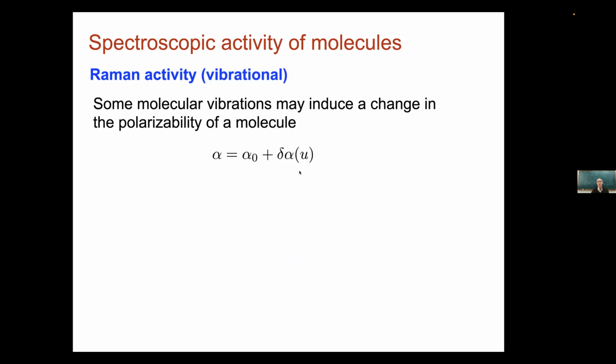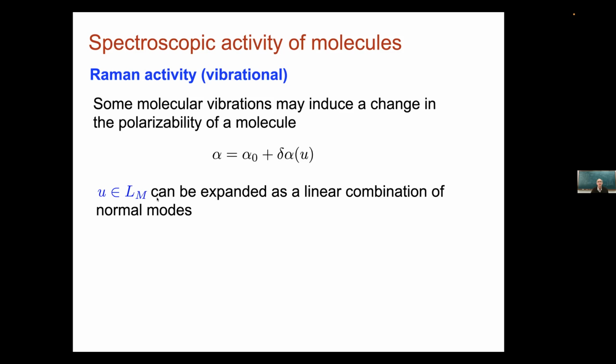As I told you, the vibrations distort the electronic cloud, and now the polarizability doesn't have all the symmetry of the molecule. It's distorted. There is some distortion, some contribution to the polarizability. Now U belongs to the mechanical representation, so it can be written as before as a linear combination of normal modes, and these are the normal coordinates. So to lowest order, we may assume that this is linear in the coordinates Q. Okay, this is the lowest order.